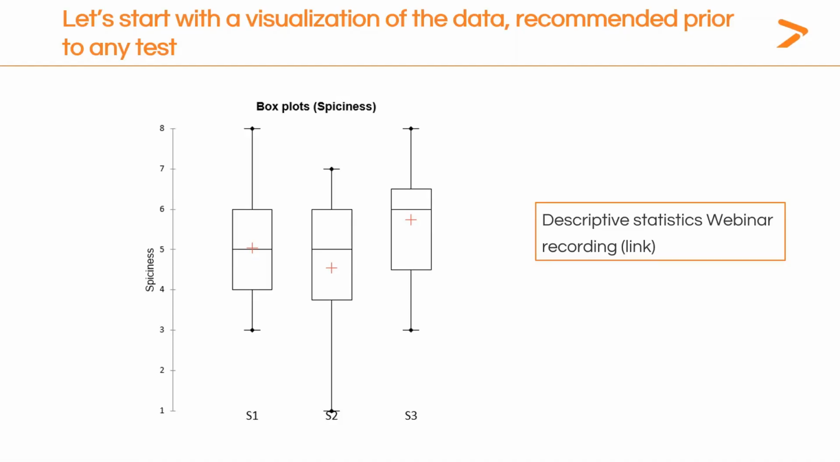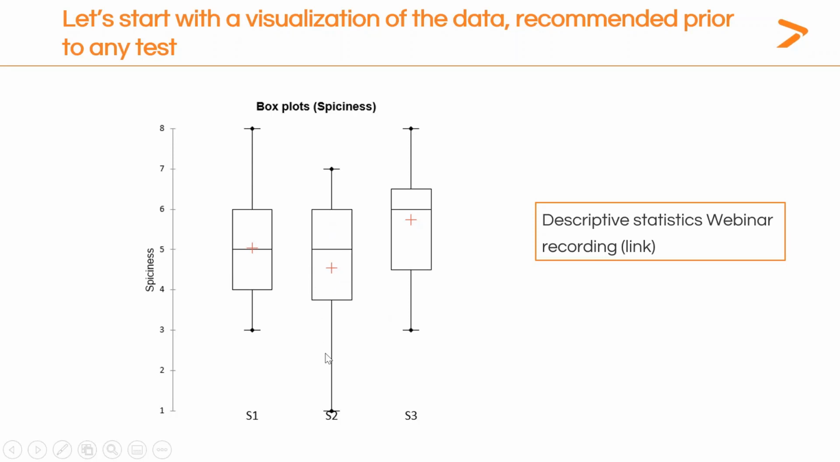So here's one kind of data visualization, multiple box plots according to the sauce, and the spiciness on the y-axis, of course. So here we don't really see weird patterns in these data. We don't really have outliers. We don't have distributions which are very dissimilar or unsymmetrical.